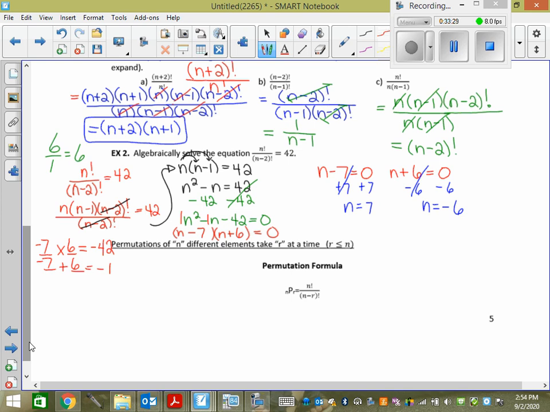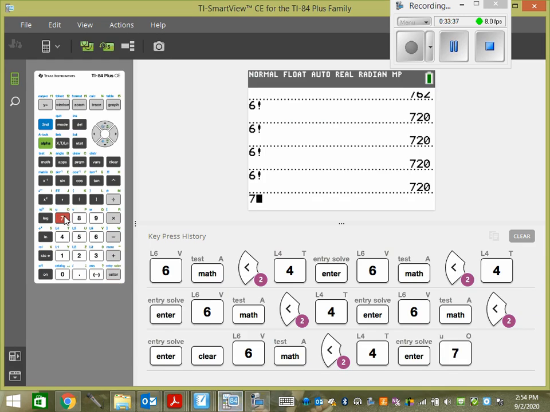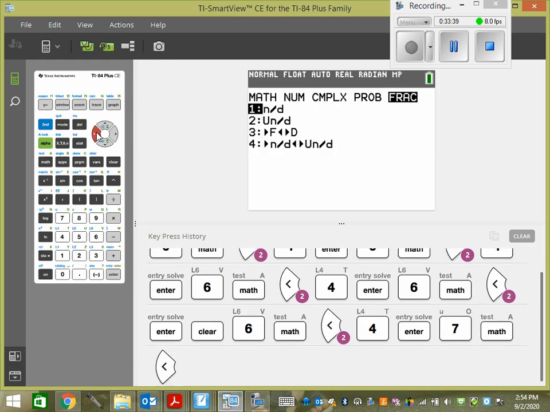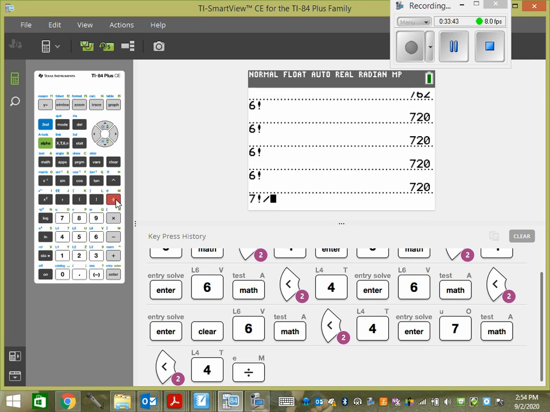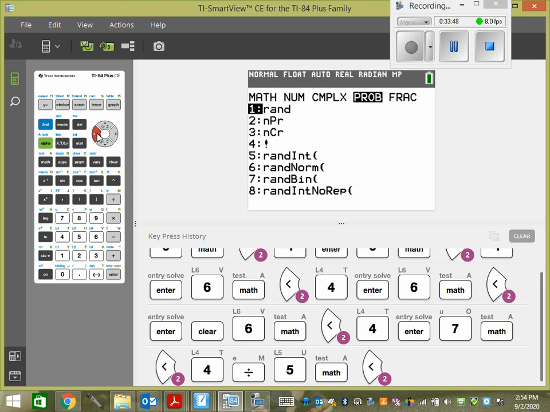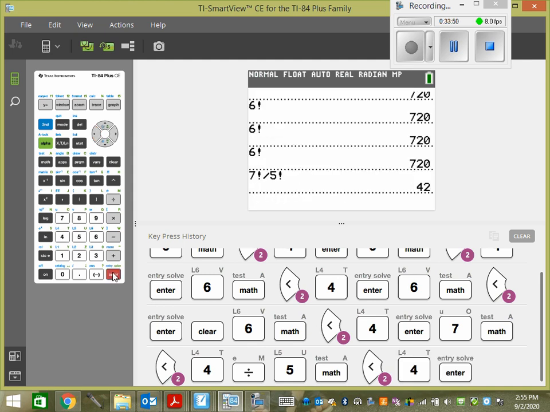So if I put 7 back in, I get 7 factorial over 5 factorial. We agree? If I go 7 factorial divided by 5 factorial, I get 42. It works, right? So I'm happy. I walk away. I know that's a good answer.